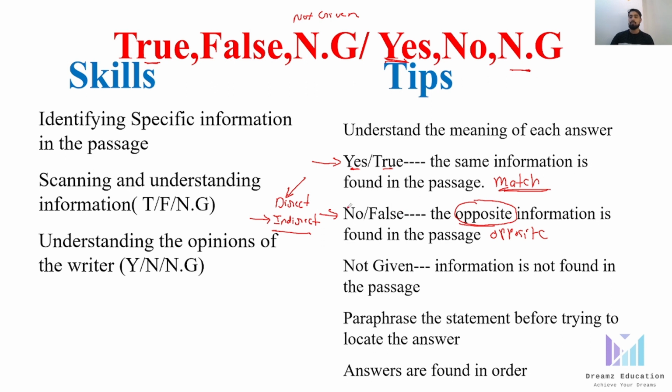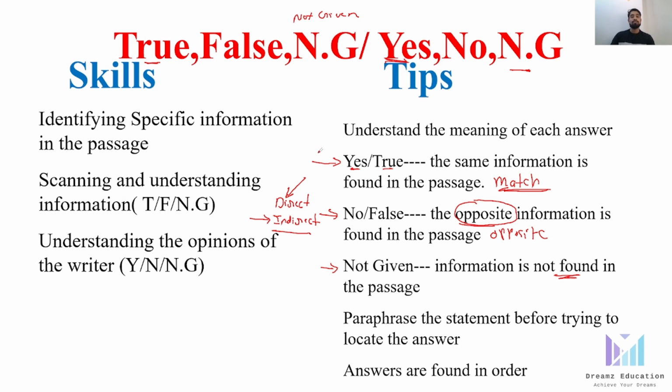So when can I call it false or no? If the information is opposite. And when can I call it not given? If the information is not found in the passage, then I can write my answer as not given. Sometimes some related information will be present, and when we check the answers, the answer will be not given. Why is it so? Because for not given there are two conditions. The first condition is if the information is not found in the passage, then you will write your answer as not given.